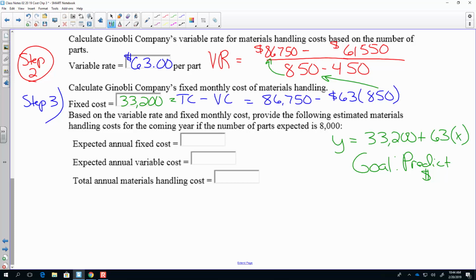So expected annual fixed cost is, you have to be careful because here it is. What does the 33,200 represent? Monthly. Monthly amount. So what do we have to do to get an annual? Times that by 12. 12 months. Simple change in the question gives you a needed different response. So this is a big number. How much is it? Do you have it? 398,400.